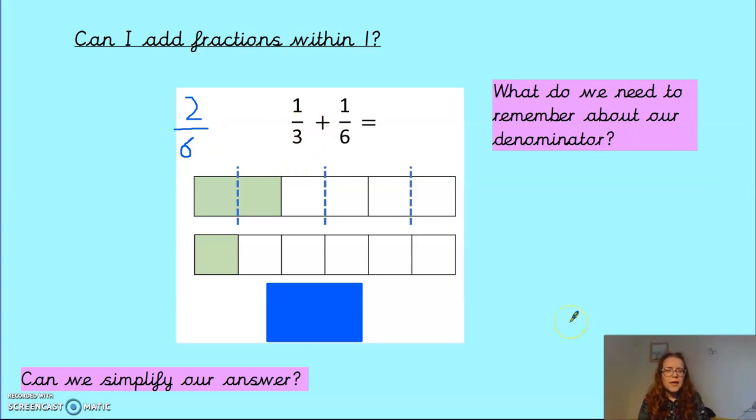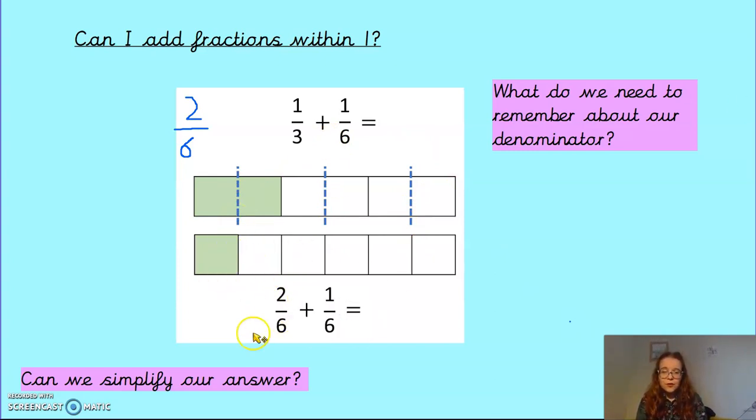Okay, so how many parts do we have shaded in now? Once we've added these blue lines, how many parts do we have shaded in? Yep, we should have 3 parts shaded in. So 2 up here, 1, 2 here, and 1 down here. So how many is that altogether? That is 3/6.